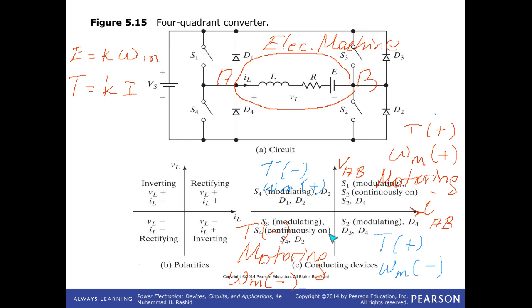However, while it's rotating in reverse direction, if you use the four quadrant operation, where you can modulate S3 together with D4, then when you put it off, modulating means sometimes it's on, sometimes it's off. Then D3 and D4 are both going to operate and send energy back. So this is also a regenerative braking case. However, speed is still in the negative direction, but you give a positive torque.